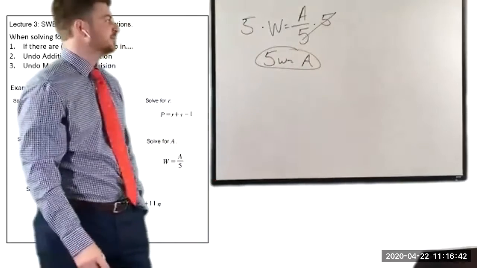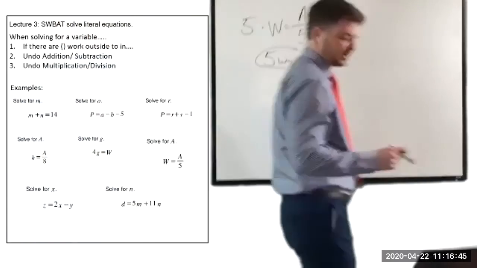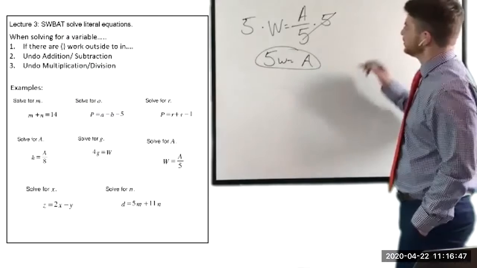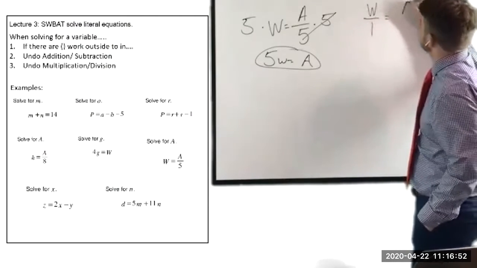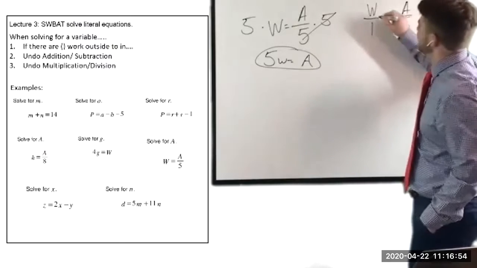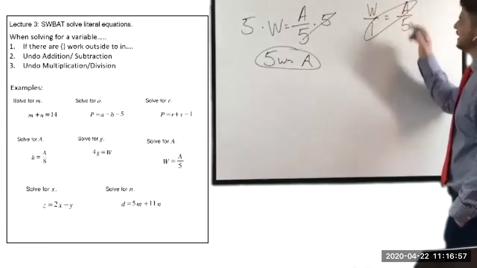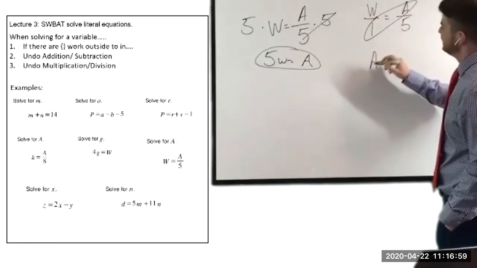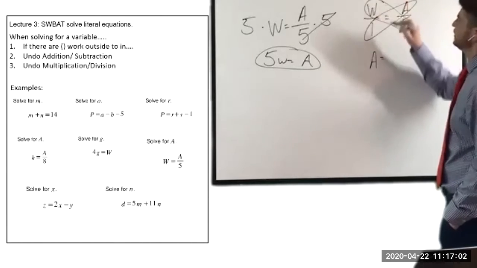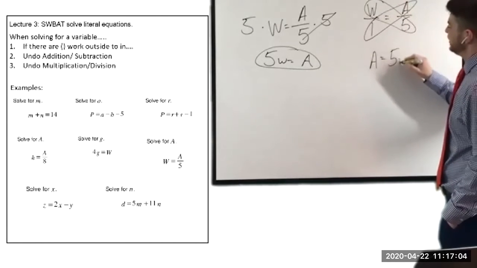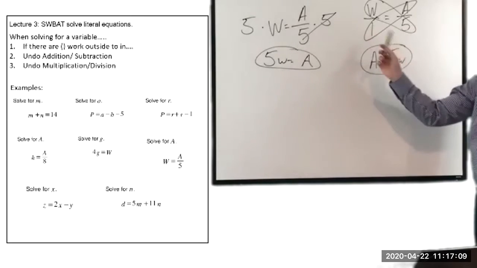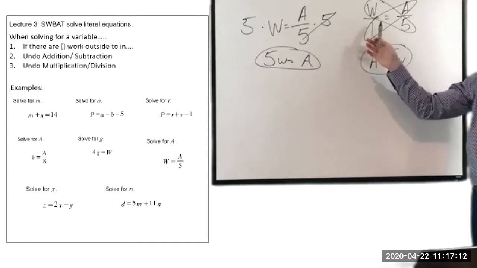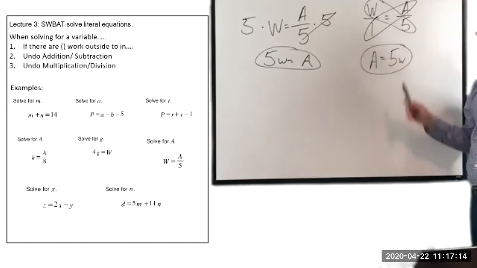Okay. But I do want you to remember the cross multiplication method. So the cross multiplication method would say, okay, we got W over 1 equals A over 5. When we cross multiply, 1 times A is just A, and then W times 5 is 5W. So again, you can do it either way. You can think of it as inverse operations, or you can think of it as my favorite, cross multiplication. Either way, you get to the same solution.